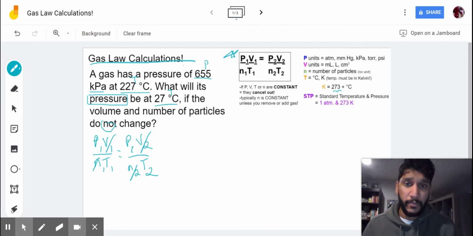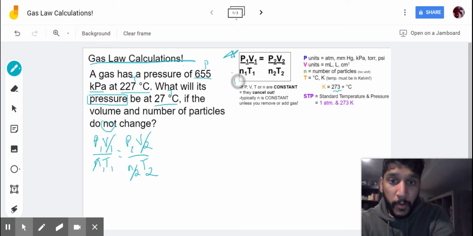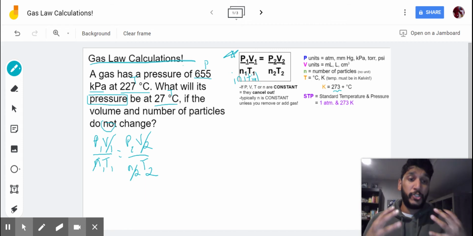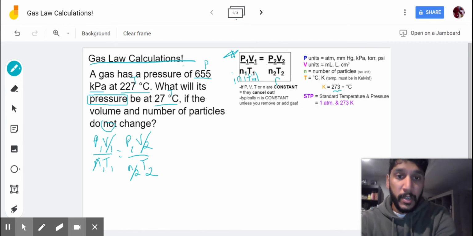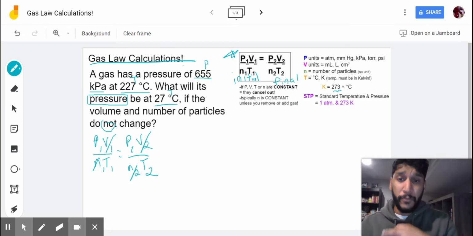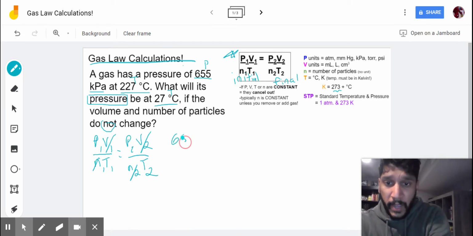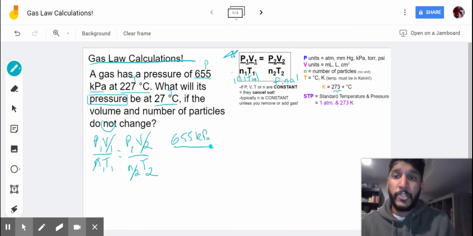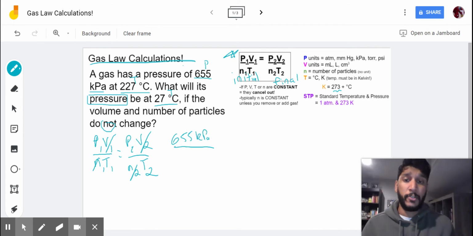So 1 is just standing for initial. So anytime we want to know our initial conditions, before we make some changes. After stuff is changed, that's our final conditions, which is going to be our 2's. So we're going to compare our initial conditions to final conditions. In our initial pressure, our gas was at first at a pressure of 655 kilopascals. And our initial temperature was 227 degrees Celsius.